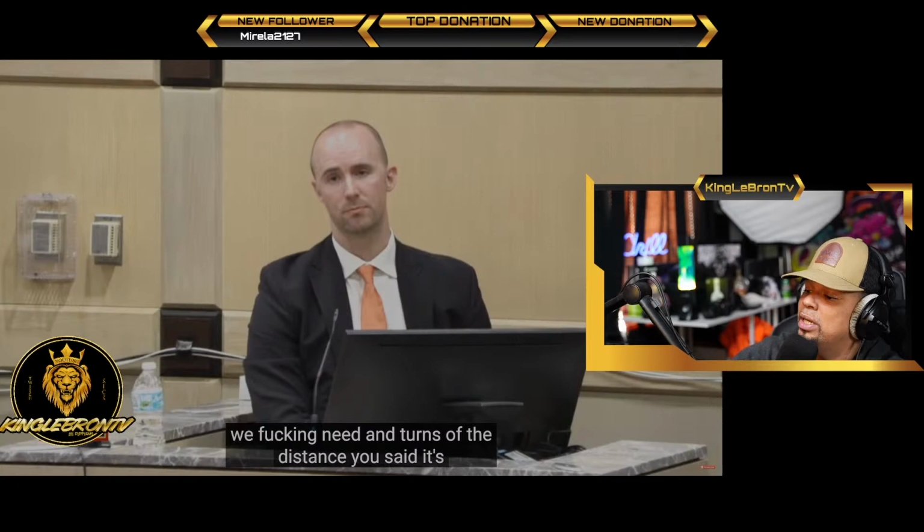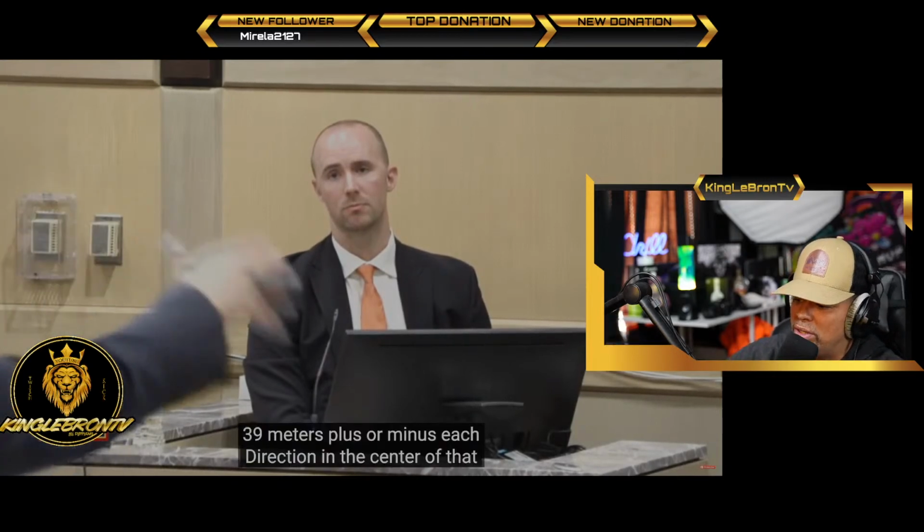In terms of the difference between the 2.99 and 3 to the 10th, what types of difference in distance? 39 meters, plus or minus each direction from the center of that location.